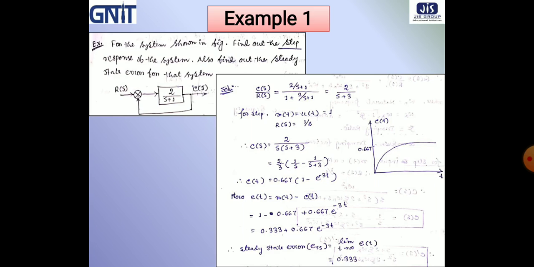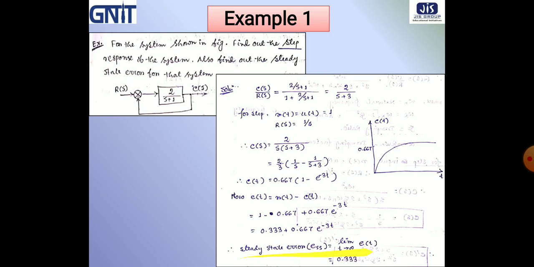Now if we want to calculate the steady state error, then we first have to calculate the error signal, and the error signal will be e(t) is equal to r(t) minus c(t). Just put the value of r(t) and c(t). r(t) is equal to 1, as it is a unit step input, and c(t) is this equation. After applying the r(t) and c(t) values, we get e(t), the error signal, is equal to 0.333 plus 0.667 e to the power minus 3t.